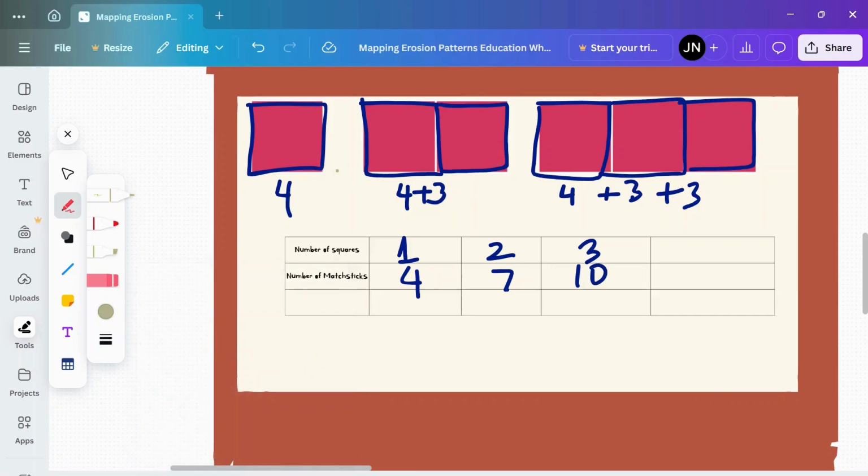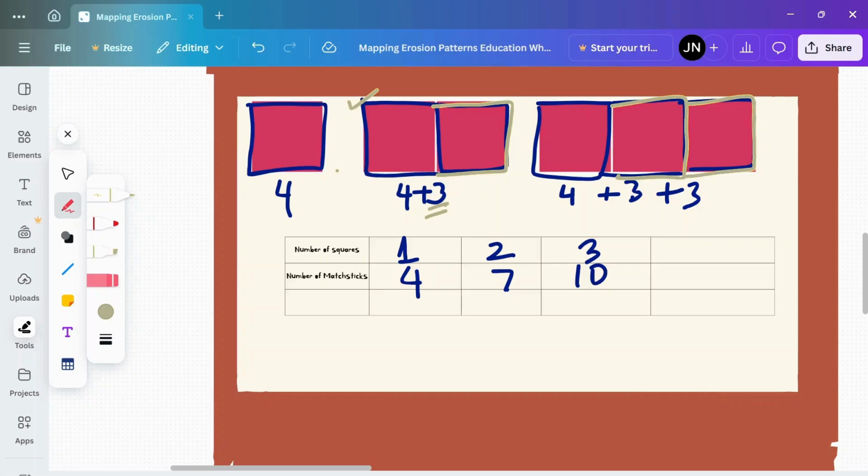Let us see how many sticks we require at every step. Initially we had 4 sticks. Then, to create 2 squares, we added these 3, isn't it? Then another one, so 3 plus 3.